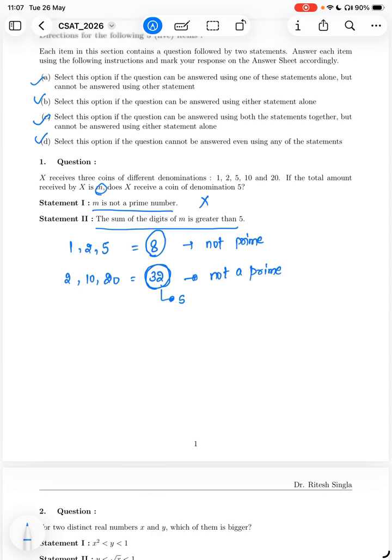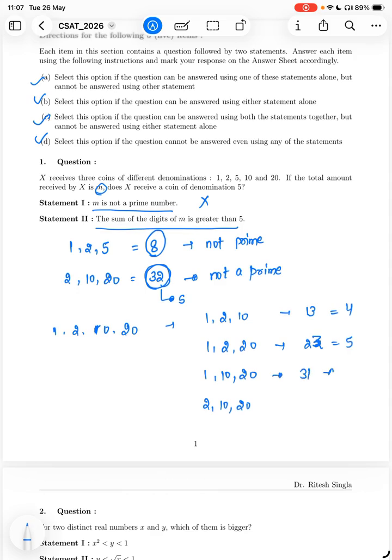Suppose you are not taking any 5 rupee coin. Then you have only 1, 2, 10 or 20. So what could you have? 1, 2, 10; 1, 2, 20; 1, 10, 20; or 2, 10, 20. These four combinations are possible. The sums are 13, 23, 31 and 32, and the digit sums are 4, 5, 4 and 5.